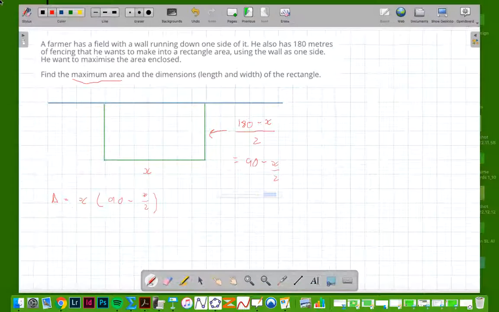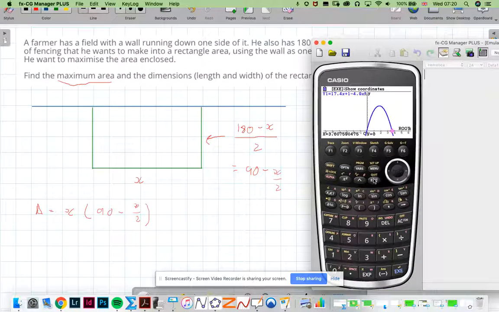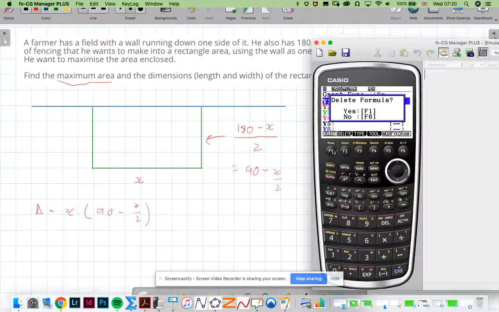So I'm going to go into my graphic calculator, and this is set up from a previous one. So I'm going to exit from here, and I'm going to retype this equation. The area, that's my y, and it simply becomes x brackets 90 minus x divided by 2, close bracket. So I just type that in. When I enter it, it comes up like that.